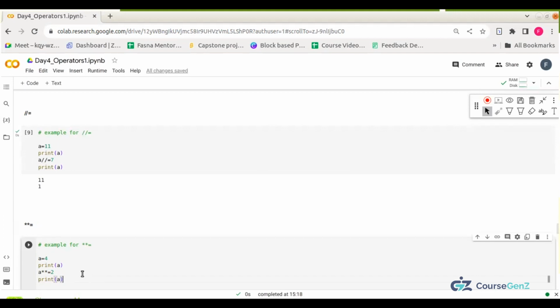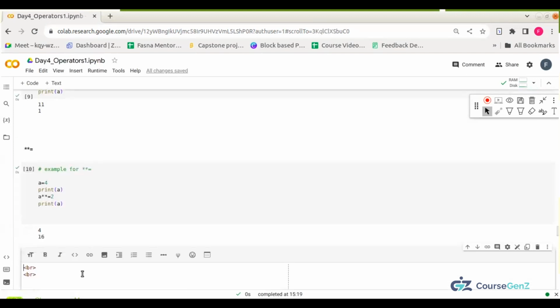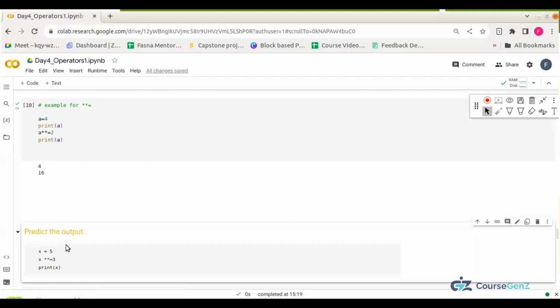Then we have to assign it. So A will be 4 raised to the power 2, which is 16. Let's check it. Yes, initially its value is 4. Then it became 16. You are right. Then here I have given you some examples. You have to predict the value.